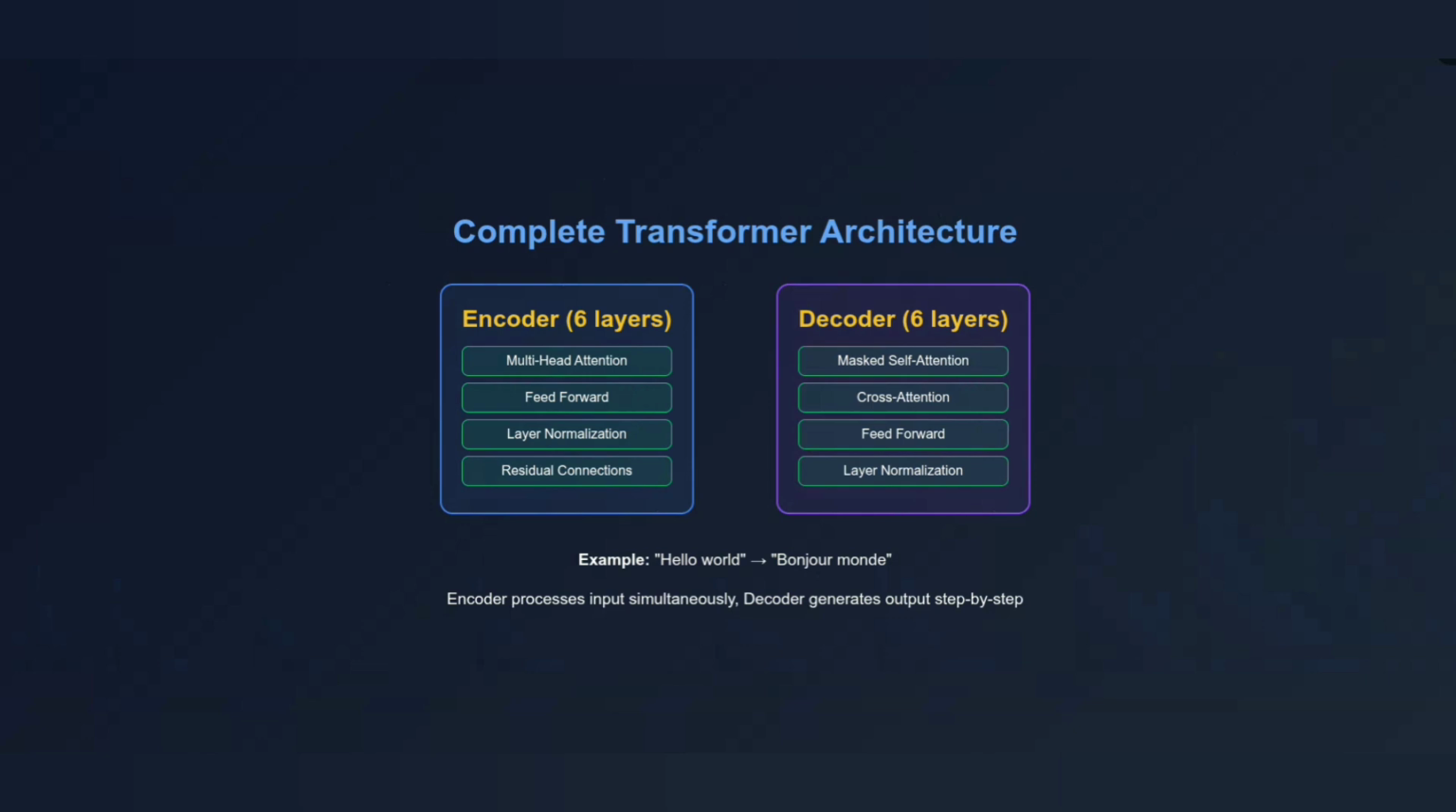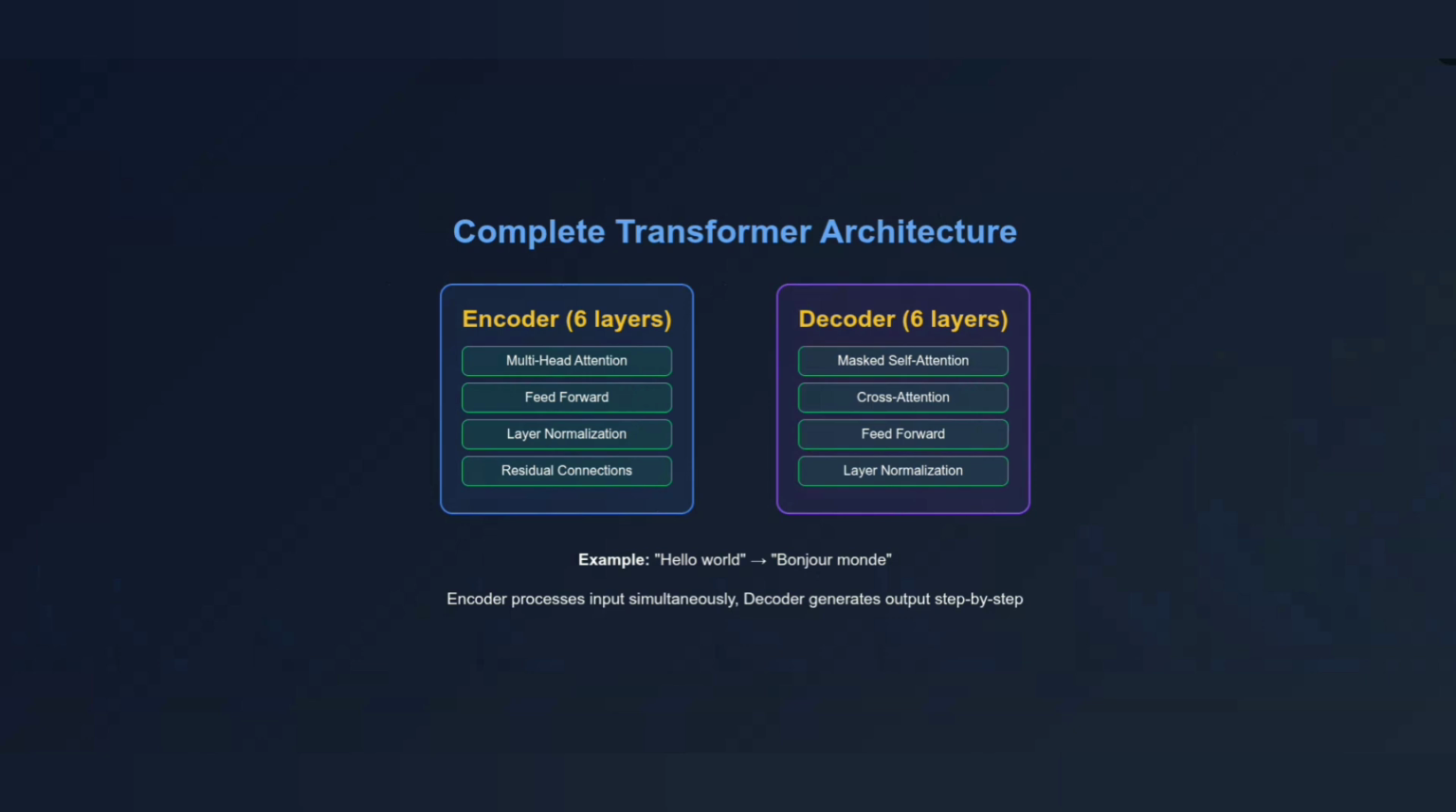Let's trace through an example, translating "Hello World" to French. The encoder processes both words simultaneously, creating rich representations that capture not just individual word meanings, but their relationship. The decoder then generates "bonjour" and "monde," step by step, but each step considers the full input context.